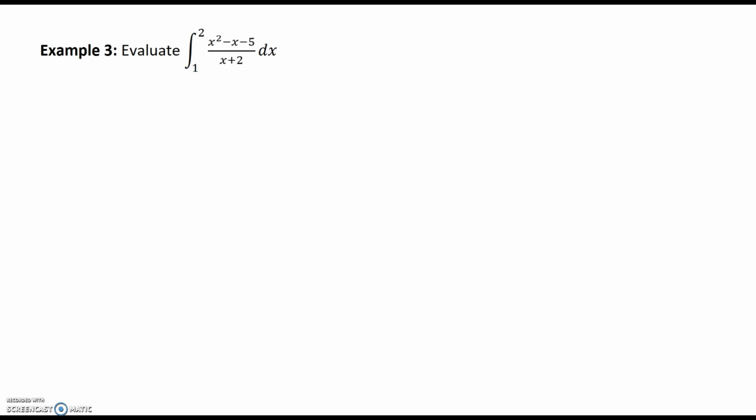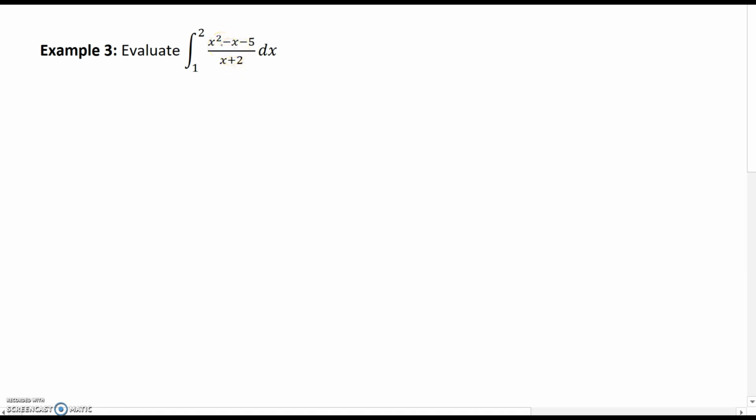Hi, we're going to begin this problem by using long division to simplify the integrand. So we have x squared minus x minus 5 over x plus 2. The degree on the top is 2, the degree on the bottom is 1, the highest power of x being the degree.